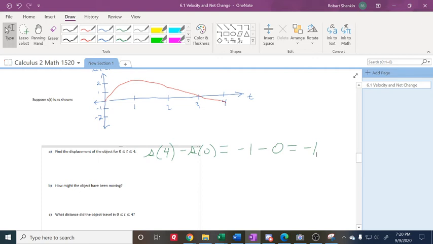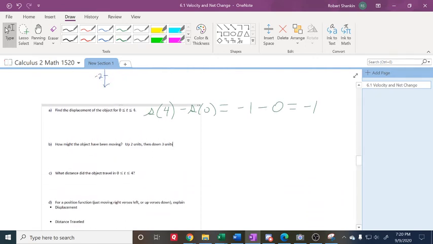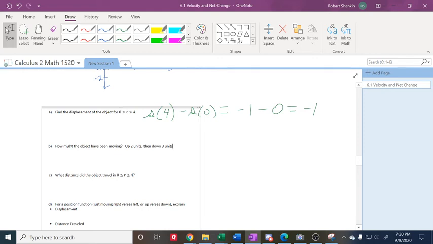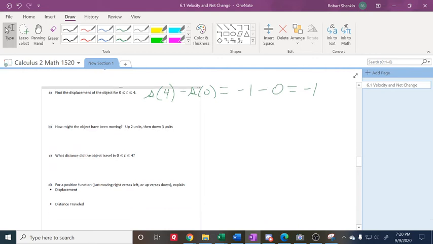All right, and then let me just type something in here real quick. How might the object have been moving? We might say up 2 units, then down 3 units. Okay. What distance did the object travel in the interval from 0 to 4? And then part D, for a position function, moving right versus left or up versus down, explain displacement and distance traveled.